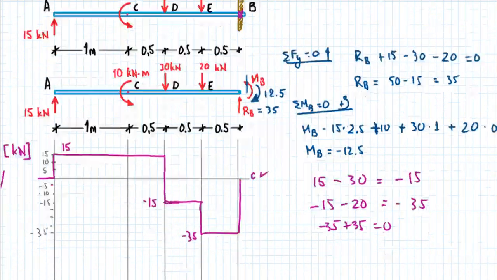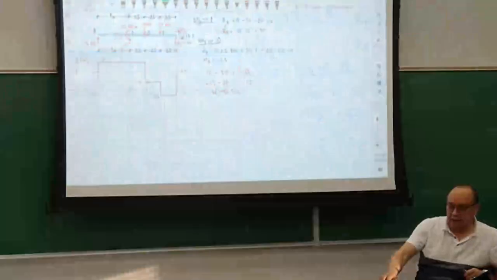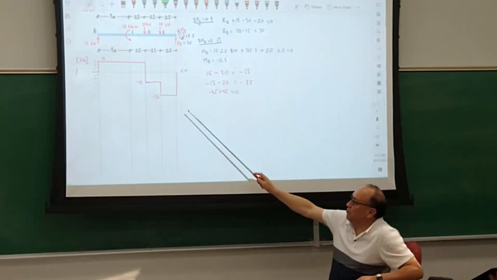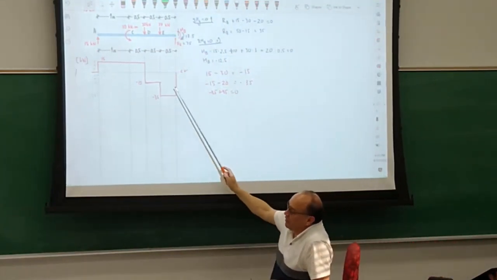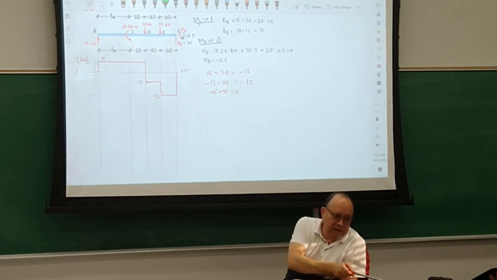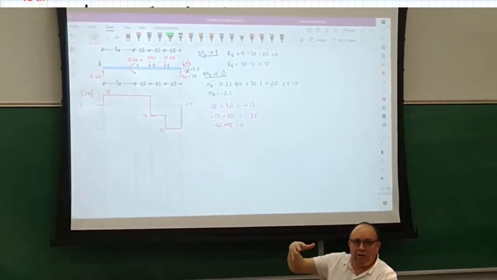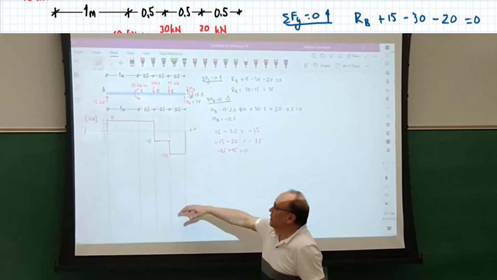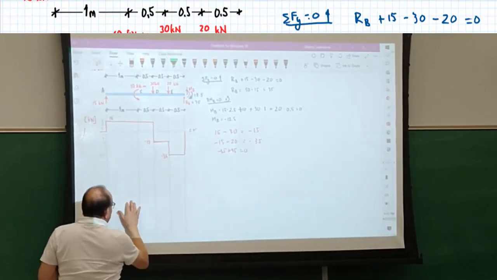All right. And to tell you the truth, I don't use the arrows much on this diagram. I tell you because it's helpful if you get confused. But I personally use more the concept of the slope. This diagram is the slope of this one.